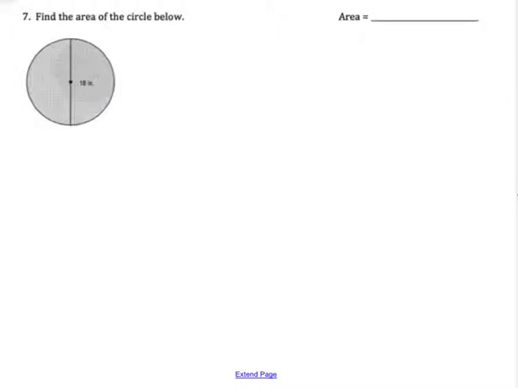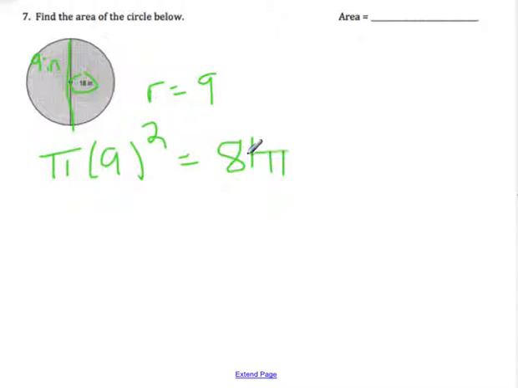So then let's take a look at number 7. So for number 7, we want to look at the area of a circle below. So the entire diameter is 18 inches. So half of that is going to be 9 inches. So that means our radius is equal to 9. So let's go ahead and do that. We're going to do pi times 9 squared. That's going to give us 81 pi. So you take and you multiply 81 times pi. That's going to give you 254.47.